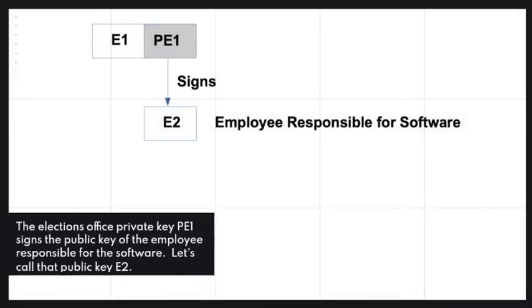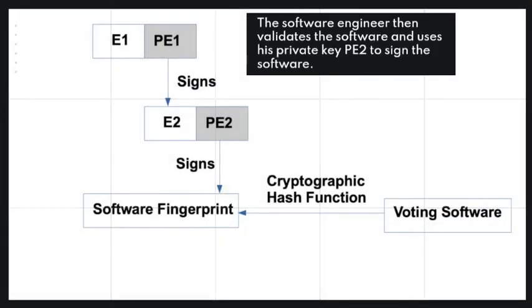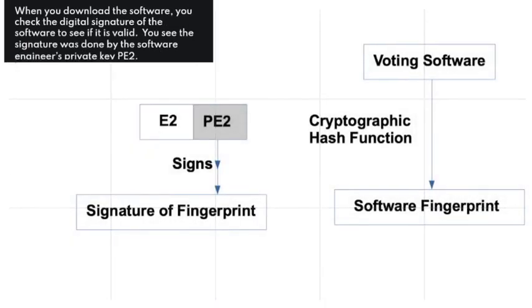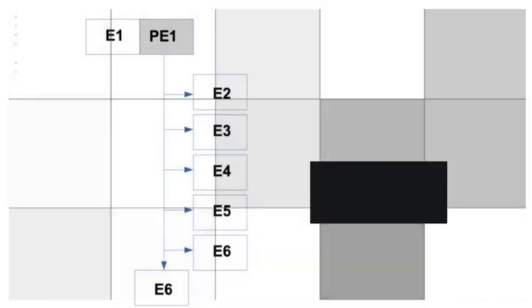The Elections Office private key PE1 signs the public key of the employee responsible for the software. Let's call that public key E2. The software engineer then validates the software and uses his private key PE2 to sign the software. When you download the software, you check the digital signature of the software to see if it is valid. You see the signature was done by the software engineer's private key PE2. You then check the server to see if it is valid.